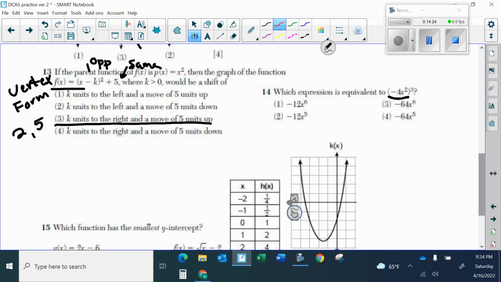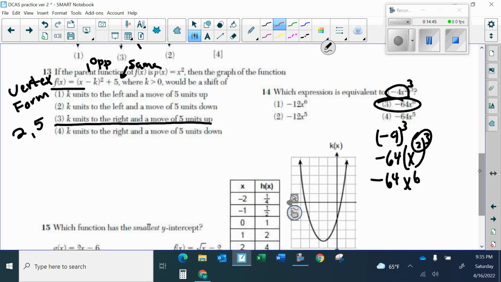Remember, we do PEMDAS. Take that and raise it to the 3rd power. So I have -4 to the 3rd power, which is -64. And then I have x squared to the 3rd power. You've got to remember, power to power, you multiply. So it's going to be -64x to the 6th is the answer.